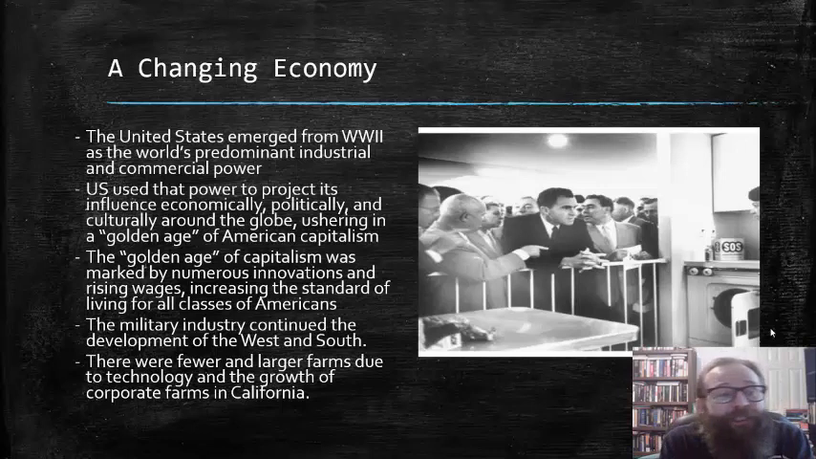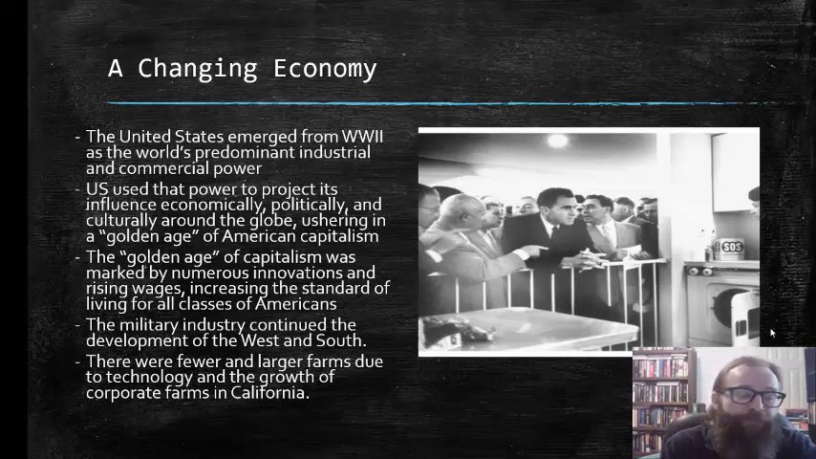The military industry continued the development of the West and South as Cold War tensions increased military spending and new military installations and bases were established across these generally impoverished areas, bringing in jobs and people. There were also fewer and larger farms at this period due to the increase in agricultural technology and the growth of corporate farms in California, which helped to facilitate an increasing trend of migration from rural to more urban and suburban areas.